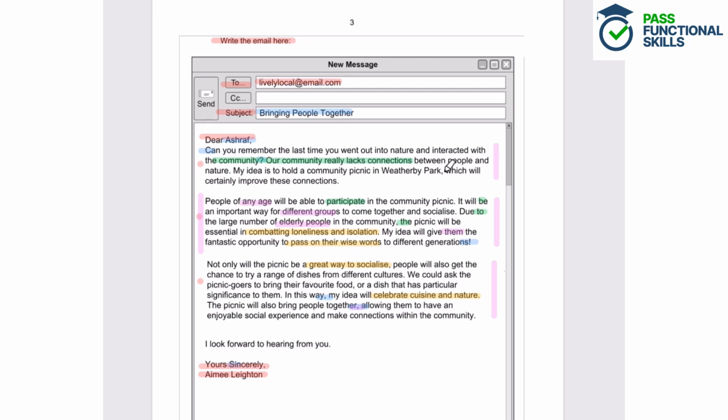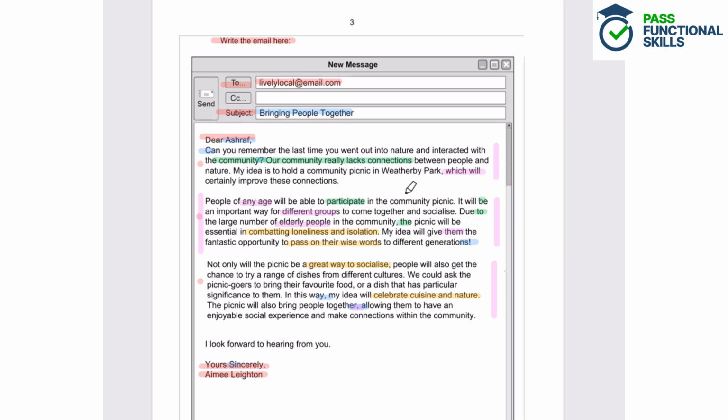We've also got a connective phrase here, which will, to give an explanation of what the effects of the picnic will be. So we've got a comma and then which will to sort of give an explanation here that it will improve connections in the community.